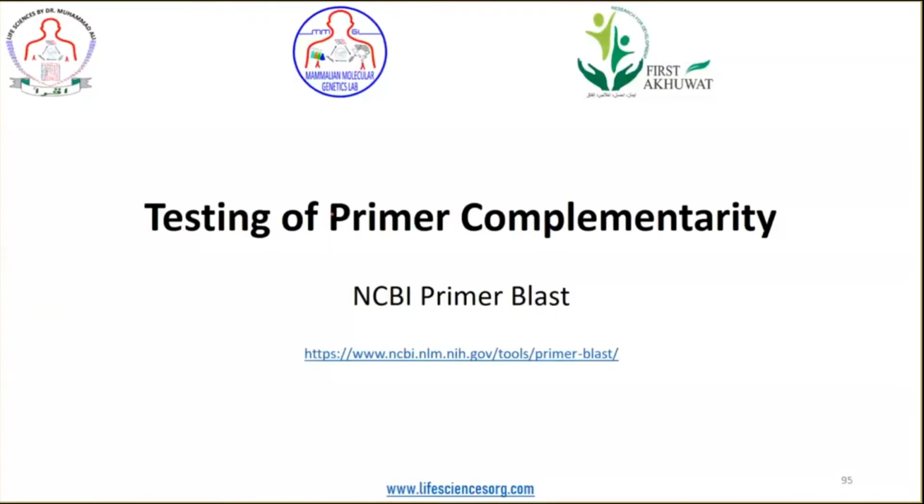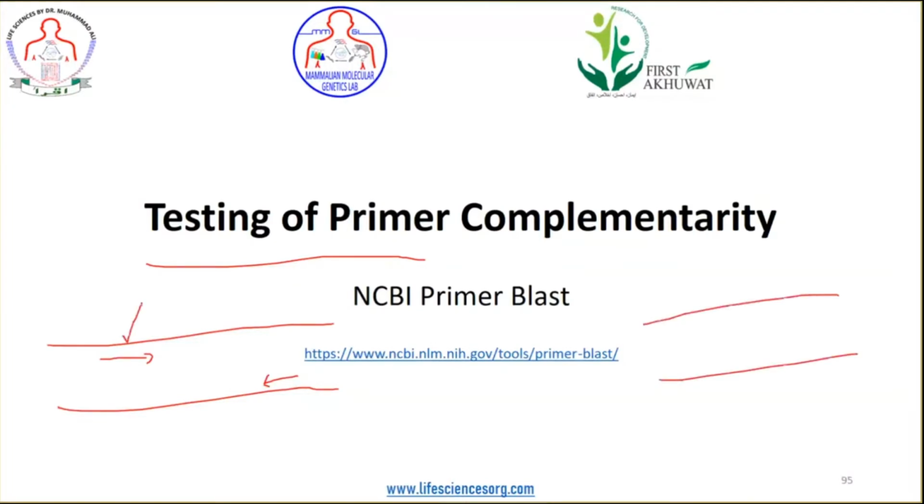Next, we are moving to the testing of primers. Primer testing is very important. Even if we download the primer sequence from some of the papers, we must test whether these primers are good or not. There are two kinds of testing. One is whether the primers bind on the gene of our interest or not, and the second is whether they have enough capability to bind the site of their complementarity. So we will do two kinds of testing today before we perform the primers.